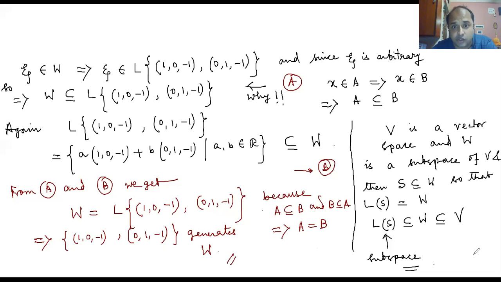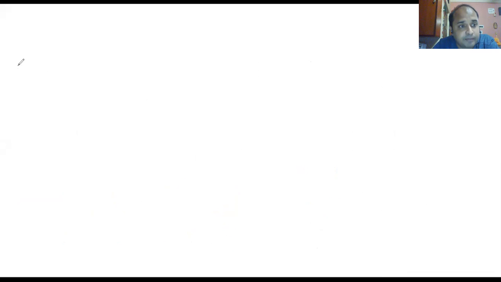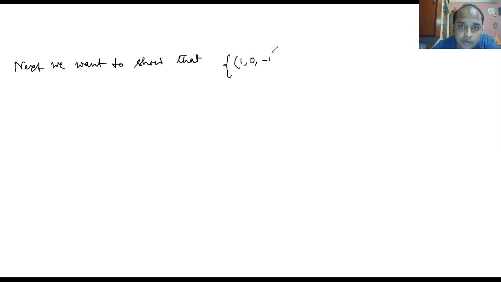Now the second part is also very interesting. In the second part, next we want to show that the set (1, 0, -1), (0, 1, -1) is LI. Now how can I show it?